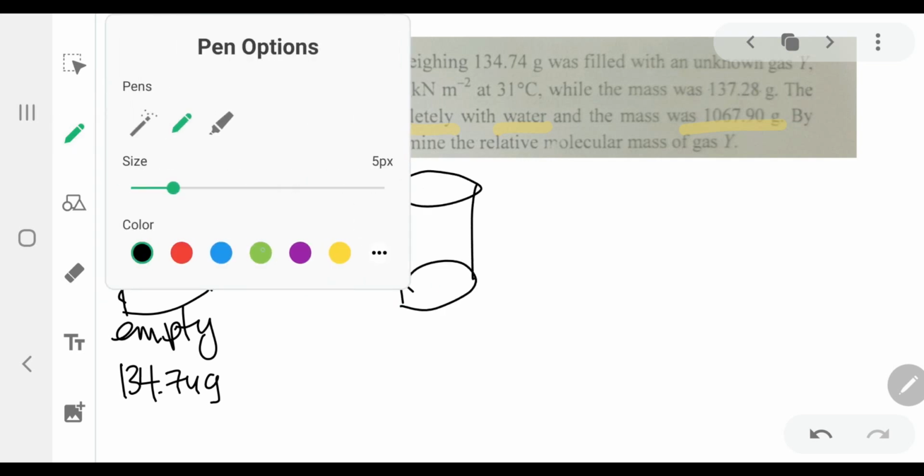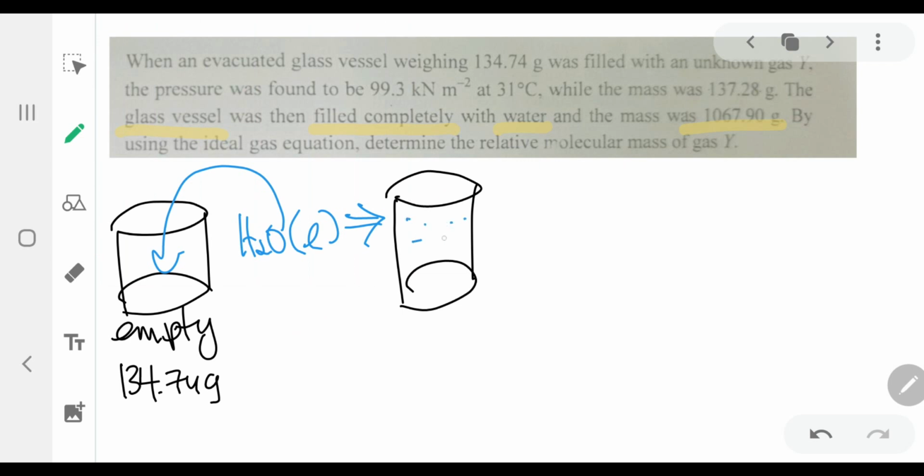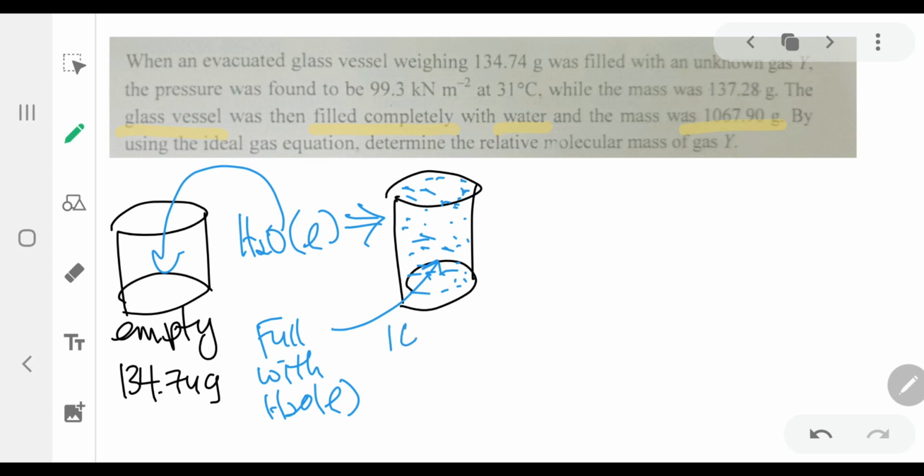Then you get this vessel now to be filled completely with water. So now this is full with liquid water. And what is the mass of the whole thing? So now the mass is going to be 1097.90 grams. Okay, so at this point, it's still not obvious.